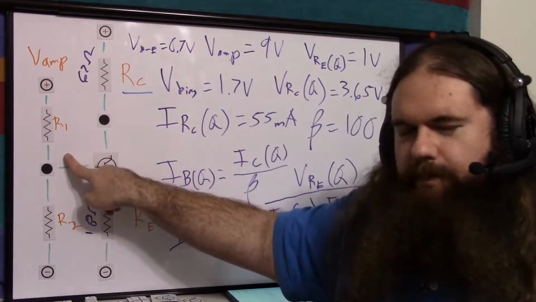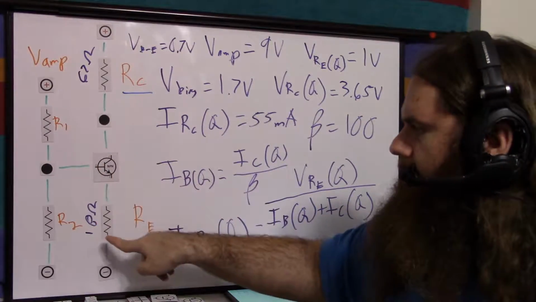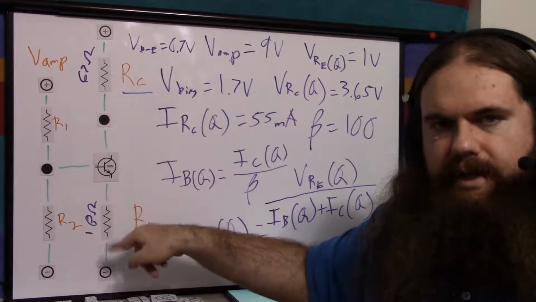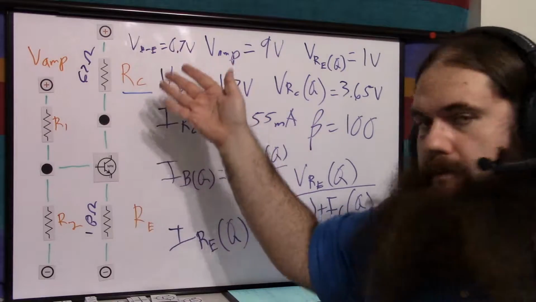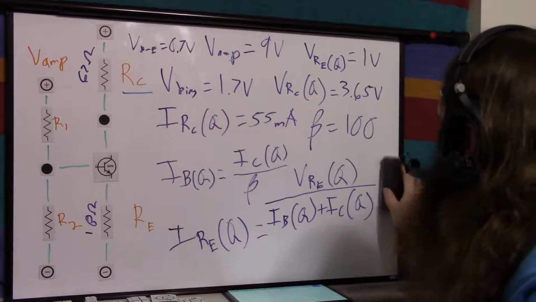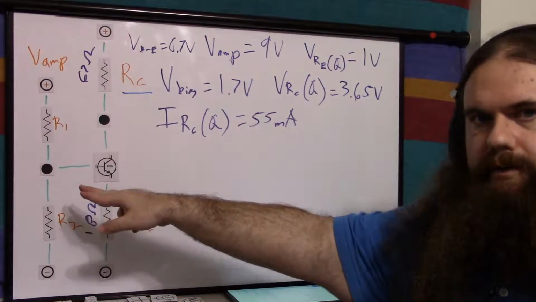And then we can figure out the base current from the collector current, add them together for this current, and use the same thing, just Ohm's law. It's just Ohm's law, Ohm's law, Ohm's law. So that was easy. Then we have to figure out this.